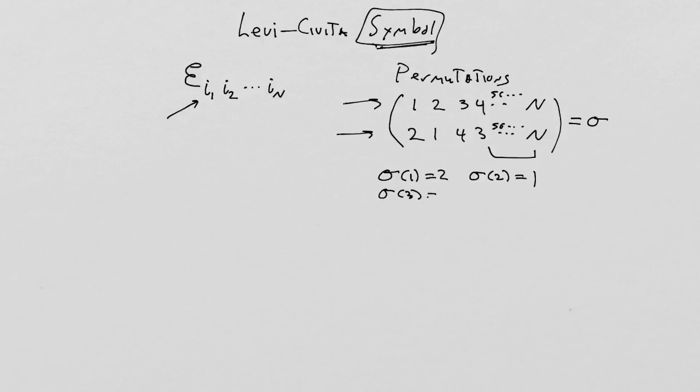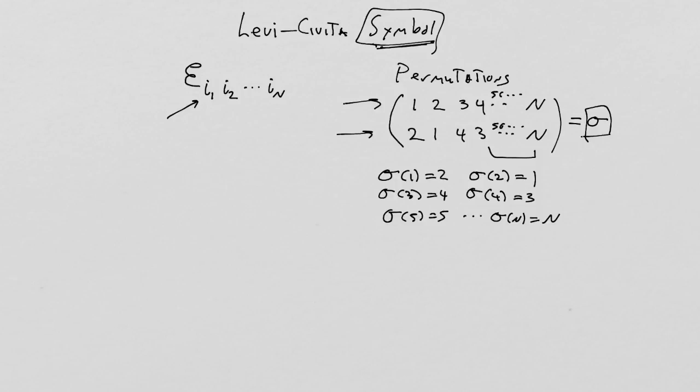Sigma of 3 equals 4, and sigma of 4 equals 3, and sigma of 5 equals 5, to sigma of n equals n. Right? That's what we mean by a permutation sigma.